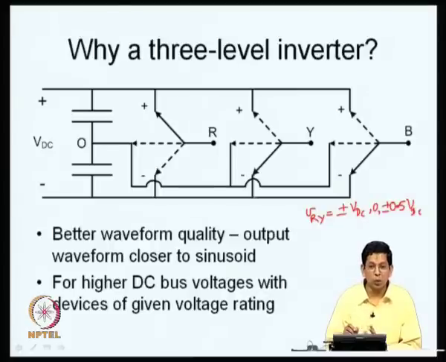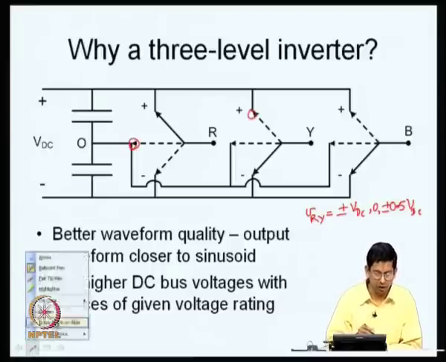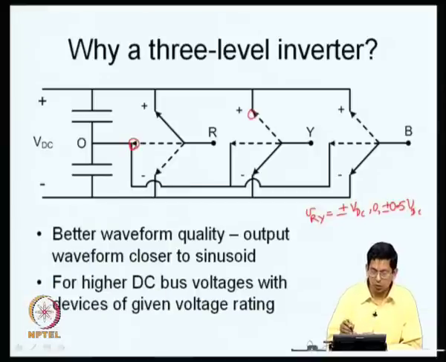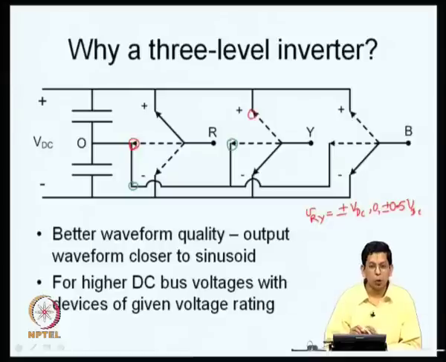Similarly, let us say you want to realize VRY equals minus 0.5 VDC, then Y can be connected to the top throw and R can be connected to the middle throw. This will give you minus 0.5 VDC. Alternately, you can also connect Y to the middle throw and R to the bottom throw, once again it will give you minus 0.5 VDC. So, a 2 level voltage source inverter can give you only 3 different instantaneous values of line to line voltages, plus VDC, 0, minus VDC.